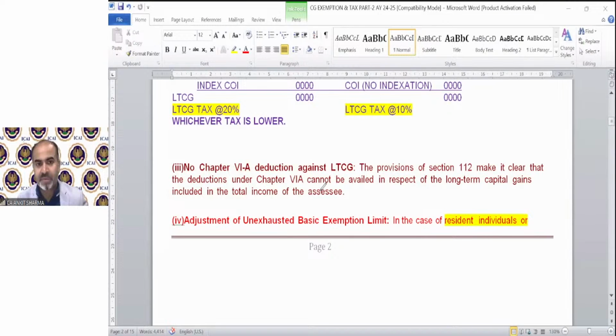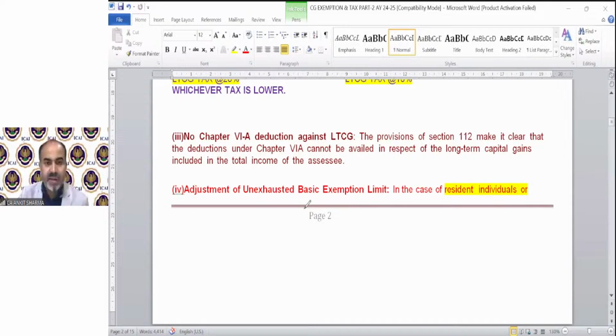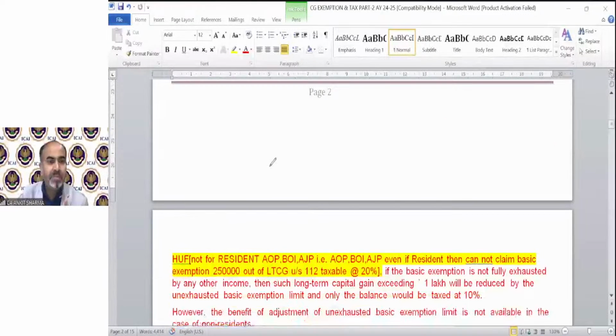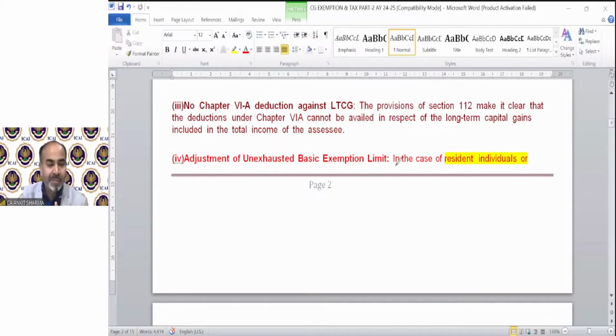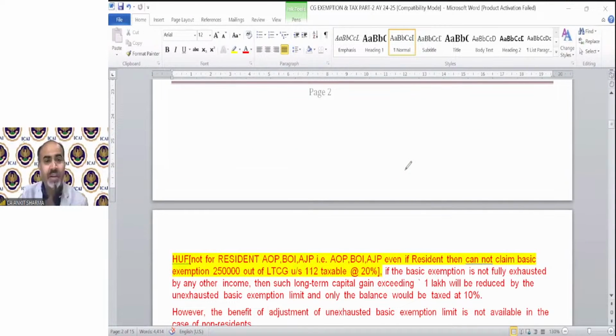Okay, fine, I will do it in a minute. So deduction we cannot claim. Adjustment of unexhausted basic exemption money in tax per person wise. Long term tax rate will be 20%. Basic exemption can claim unexhausted.